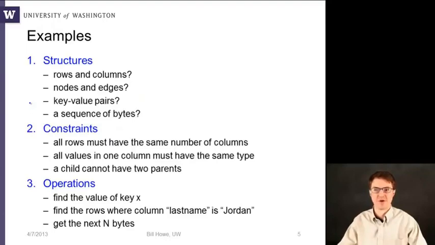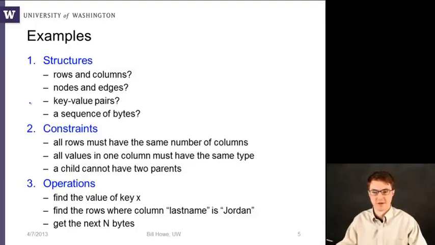So let's see some examples. So your structures might be, as we mentioned, your rows and columns, nodes and edges if it's a graph model. Key value pairs has been popular with the NoSQL movement. Just a sequence of bytes, that might be the structures you have if you're just working with bare files. And then the constraints you might imagine are, all rows have the same number of columns, as I mentioned, all values in one column are of the same type. For a hierarchical view, you might have a child cannot have two parents, right? So this would define, for example, one file cannot be in two folders at the same time in your data model of your file system.